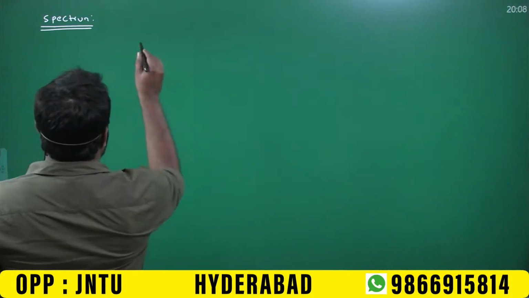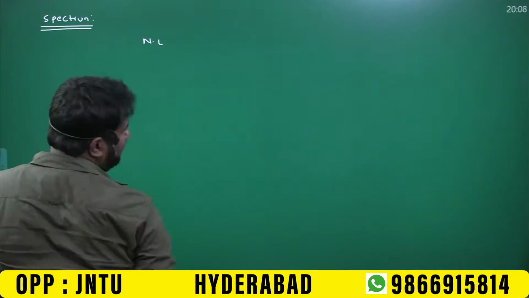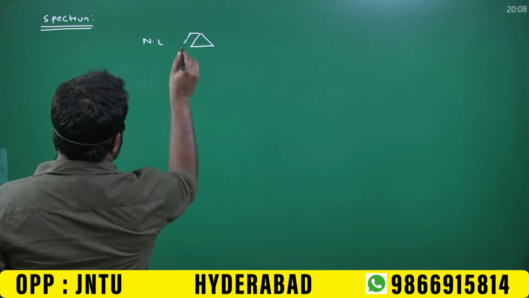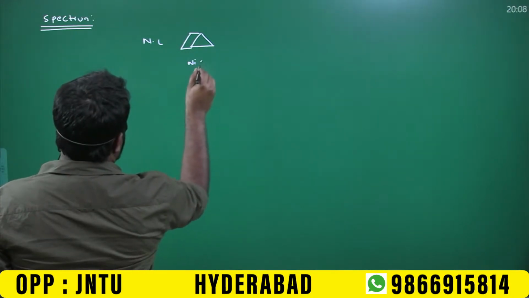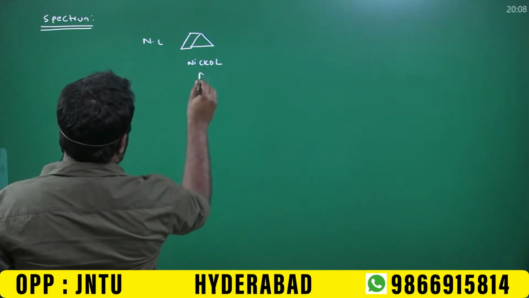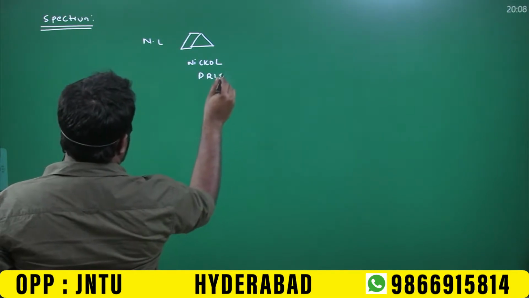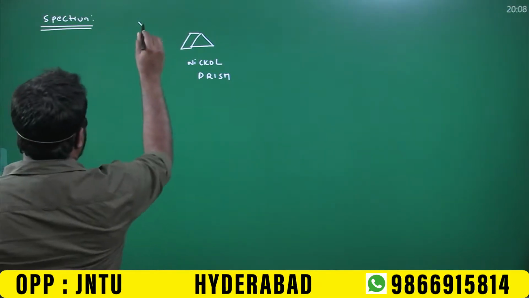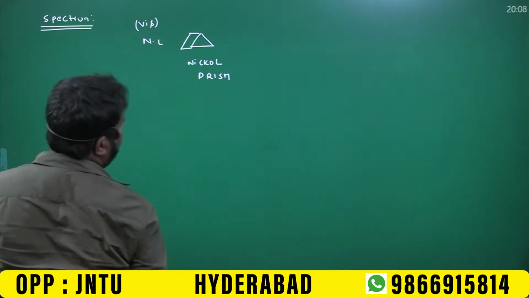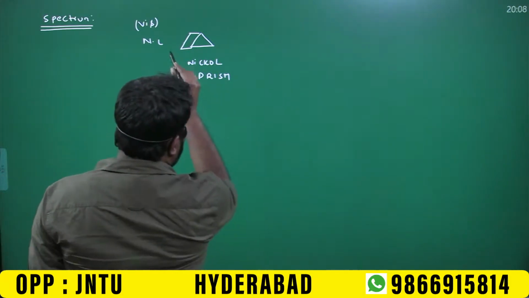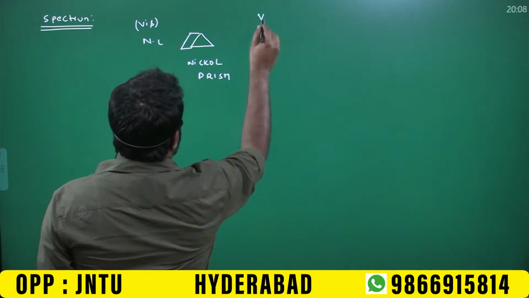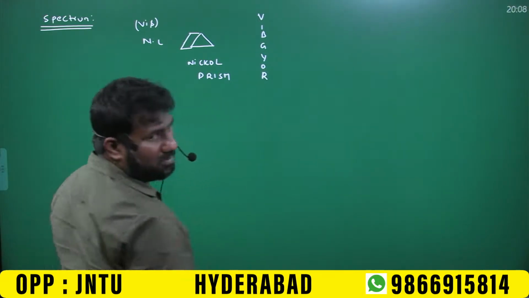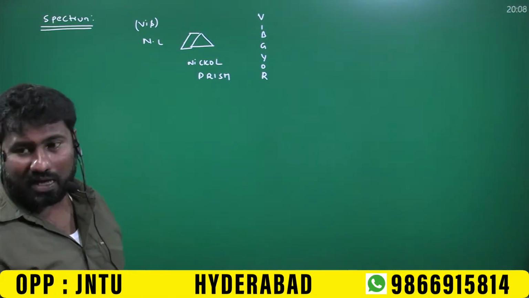చూడండి, this is the normal light or sunlight. You can pass it through a prism called a Nicol prism. This is actually visible light. If you pass the visible light through the prism, you can get VIBGYOR.